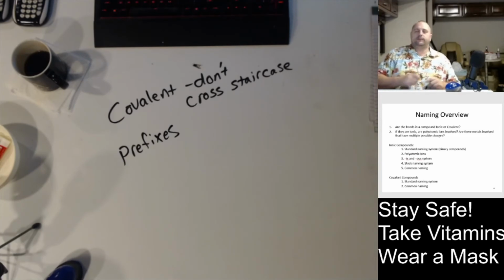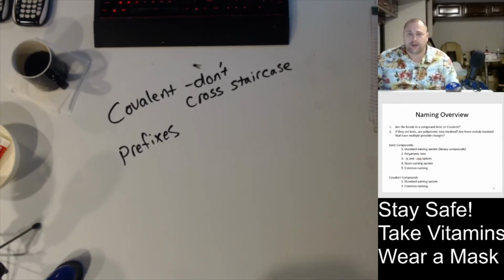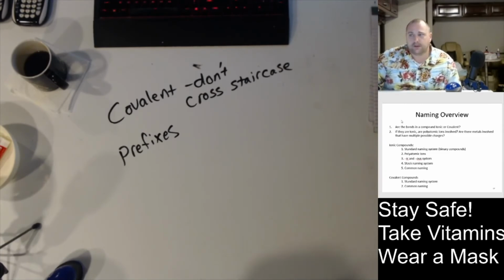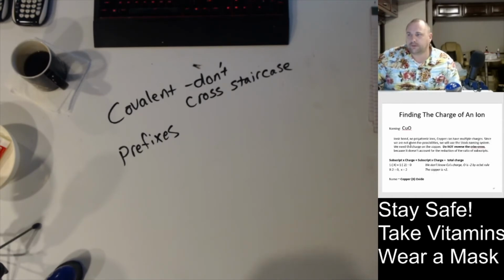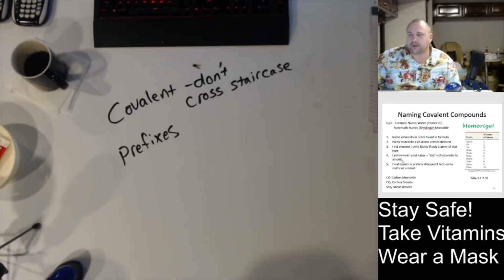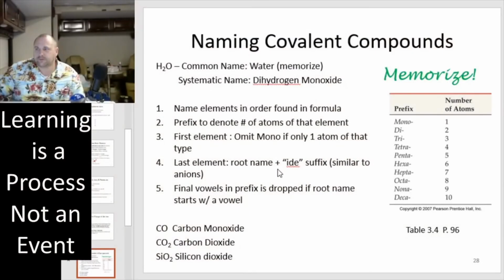You'll get people that name ionic things using those prefixes all the time. That's incorrect. It's not accepted. Now, some old naming systems actually did that, but those are no longer acceptable names. Okay, so I'm going to scroll down here and give us these rules. It says we're going to name the elements in the order we find them in the formula. And that's key because there is no positive ion. There is no negative ion. It's just whatever order we find them. And then we give the prefix at the beginning of the word to tell me how many of those atoms there are.